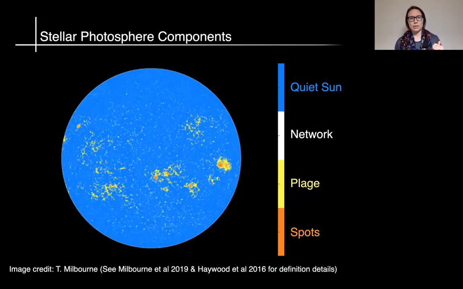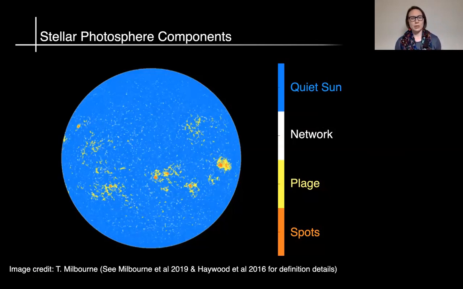And in between all of the blue things, you see lots of little white veins. That's the network. And these are magnetic field lines weaving through those, and we'll talk you through those as well. And then on top of that, you see in yellow what we would call plage or faculae.